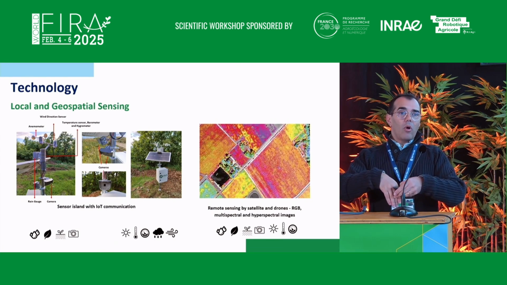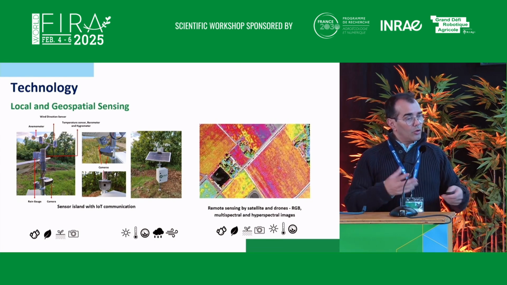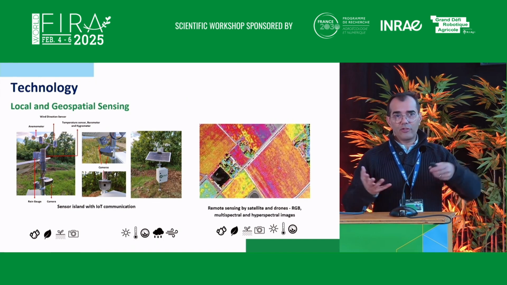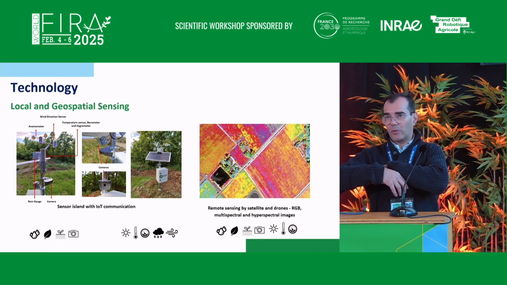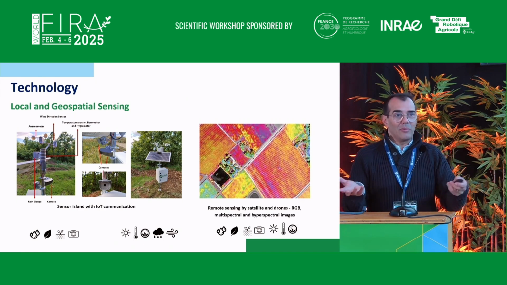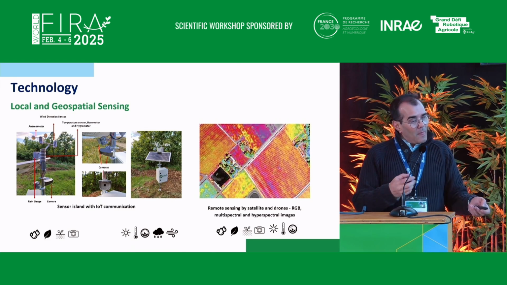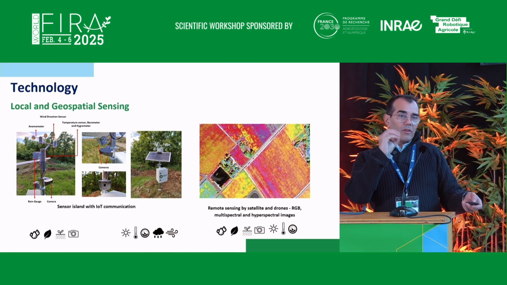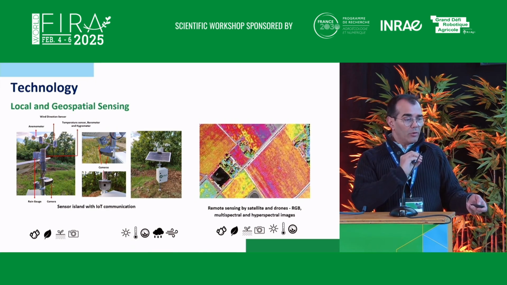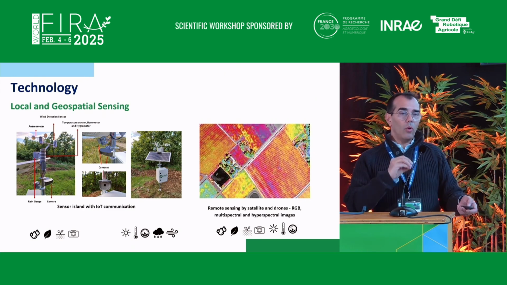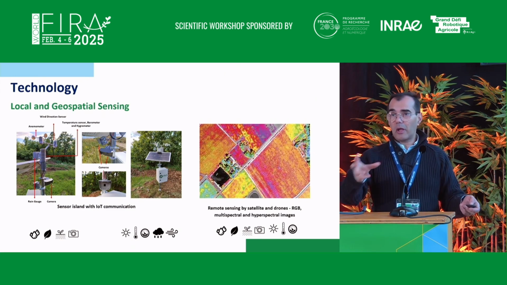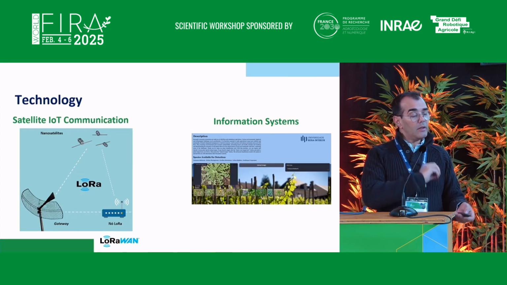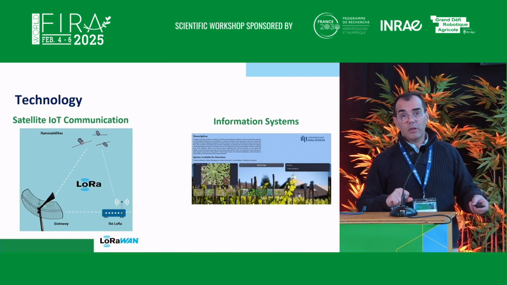You are all aware of this: local and geospatial sensing using all kinds of monitoring stations for temperature, humidity, precipitation, wherever. You can have it all because you know this. But what have we done? We developed a monitoring station that, besides all the sensors that are modular, so you can place them and take them out depending on the solution, we integrated satellite IoT communication.